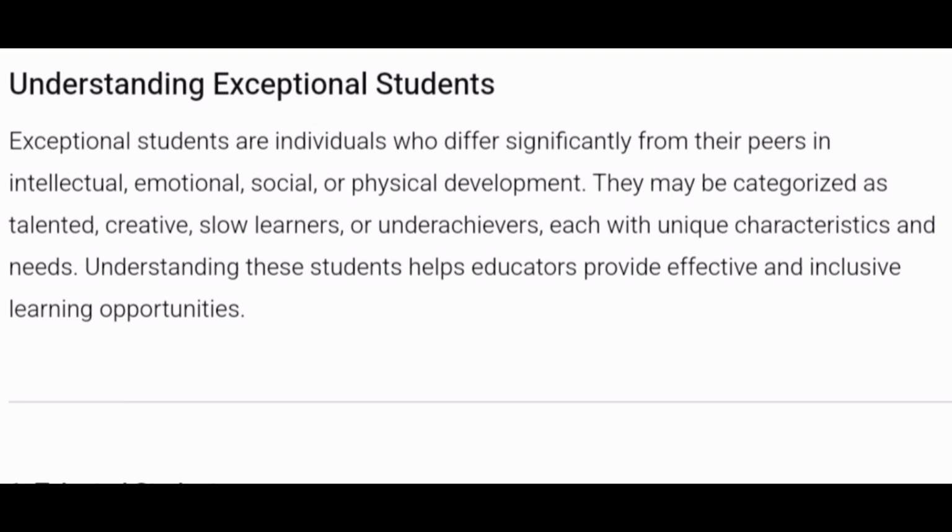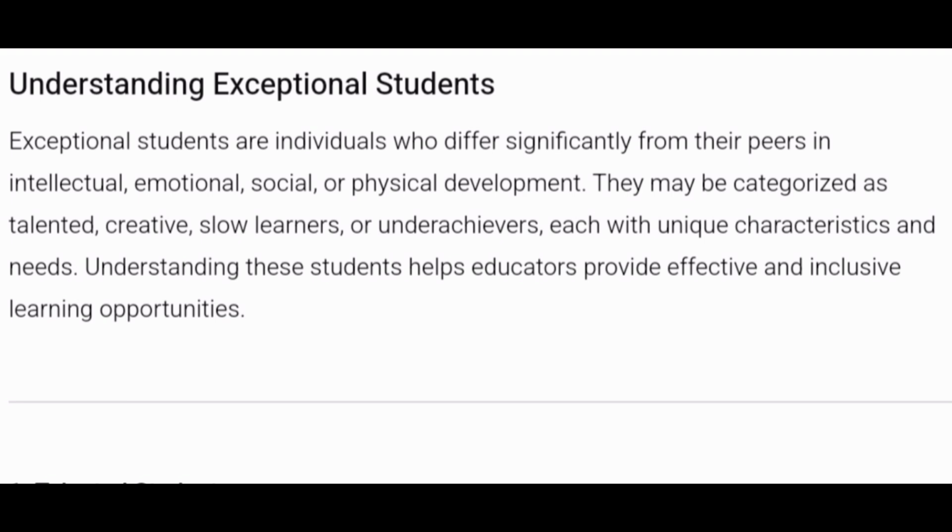So my dear friends, in this video we are going to discuss Unit 5, and the subtopic we are going to discuss here is understanding exceptional students, that is talented, creative, slow learners and underachievers. In this video we will be discussing exceptional children who are talented and at the same time creative, and also the students who are slow learners and underachievers. Who are they, what are the problems they face, and how can we help them? That is our main motto while discussing this video. Let us see.